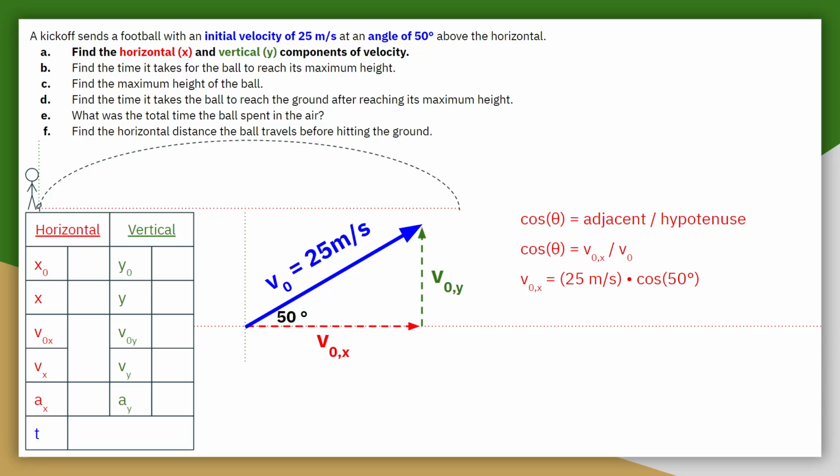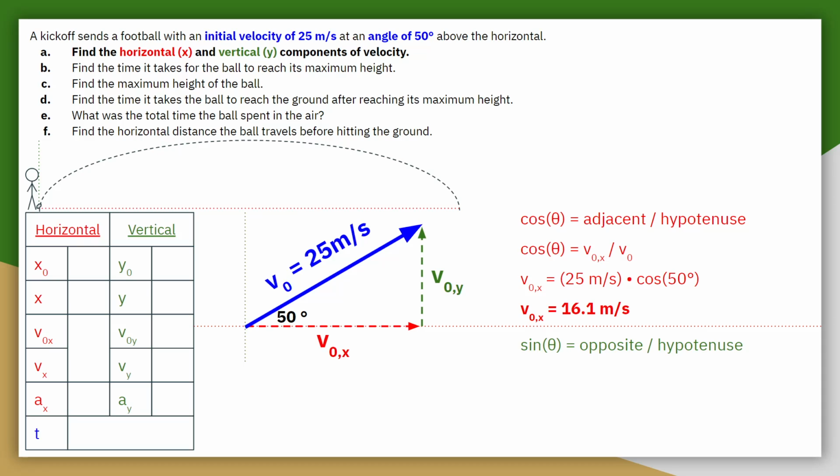Rearranging that to get our initial velocity horizontally by itself would require us to multiply both sides by v0 and then plug in our values: 25 meters per second for v0 and then 50 degrees for theta. So our horizontal initial velocity would be 16.1 meters per second.